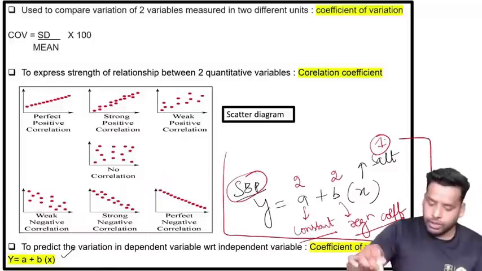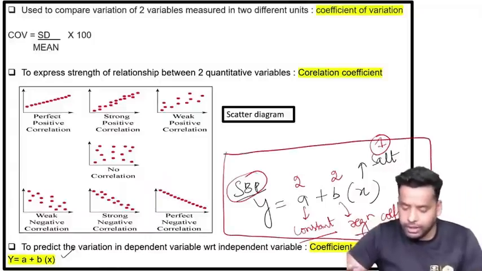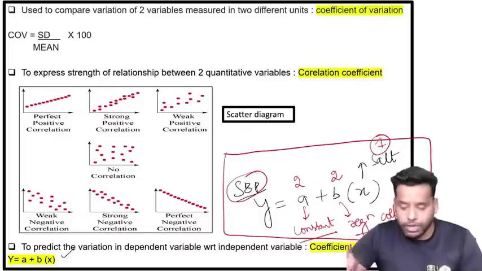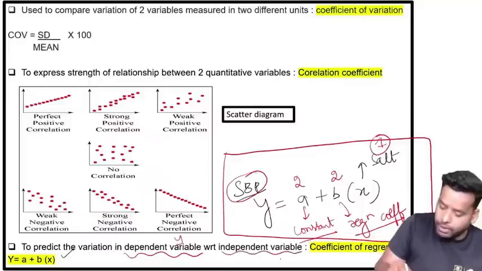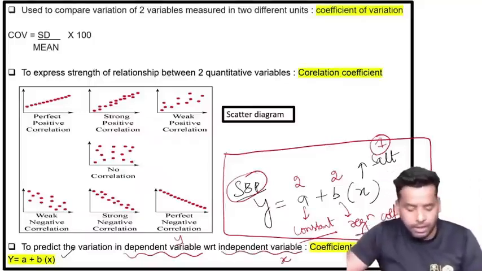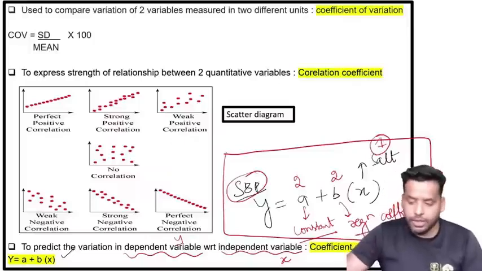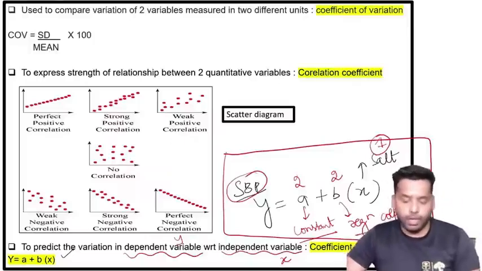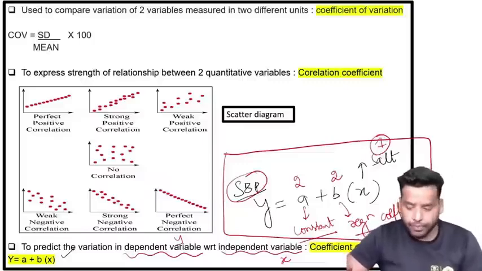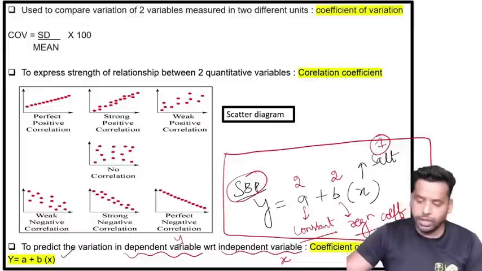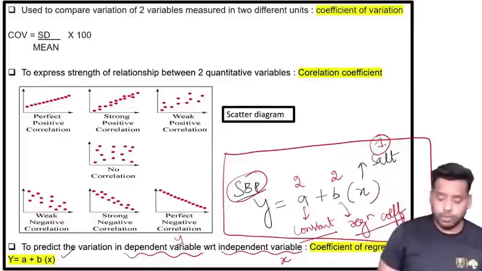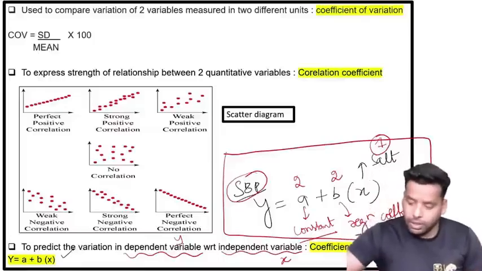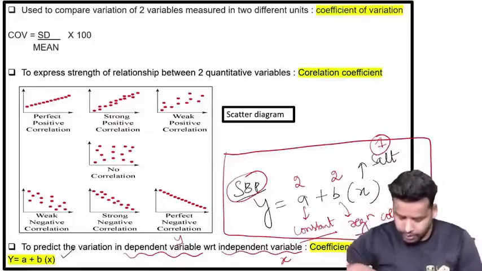What is the use of regression coefficient or regression? If they ask, it is to predict the amount of change in dependent variable y with respect to independent variable x. This is the word repeatedly asked in the question. What will change? So, what is used for this purpose? Correlation or regression? Regression.